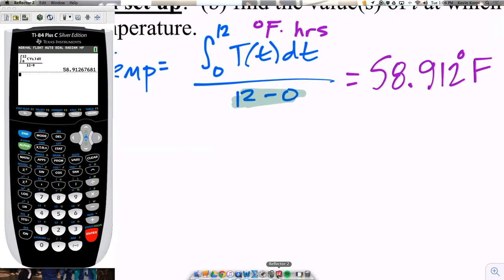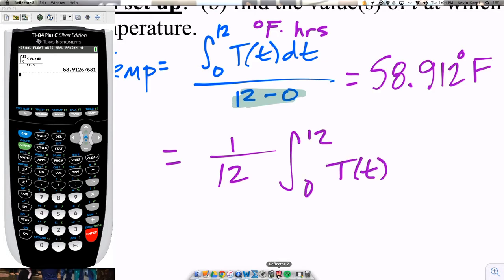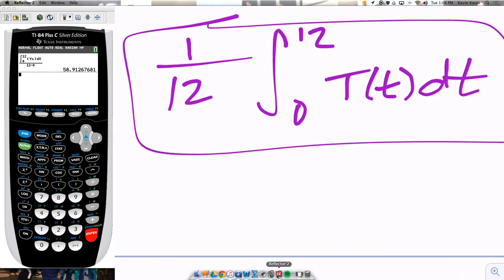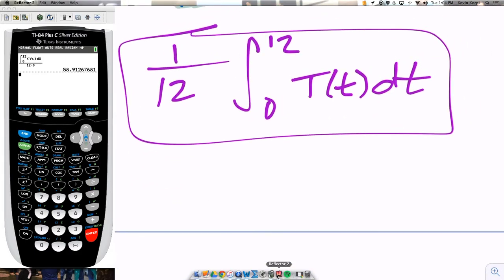Now, notice that 12 minus 0 is in fact 12. You could write it like this if you wanted to. I just like to go integral over width, but College Board might give you something like this in the stem of a question. And they'll give you the temperature function to be whatever we said in degrees Fahrenheit. And they'll say not only to evaluate it like we did, but to interpret it. And if you see something like that, you're like, what the heck is a 1 over 12 doing in front? Guess what?